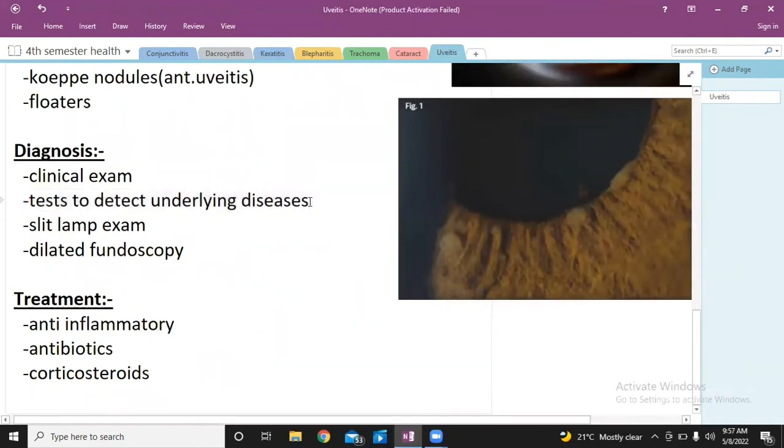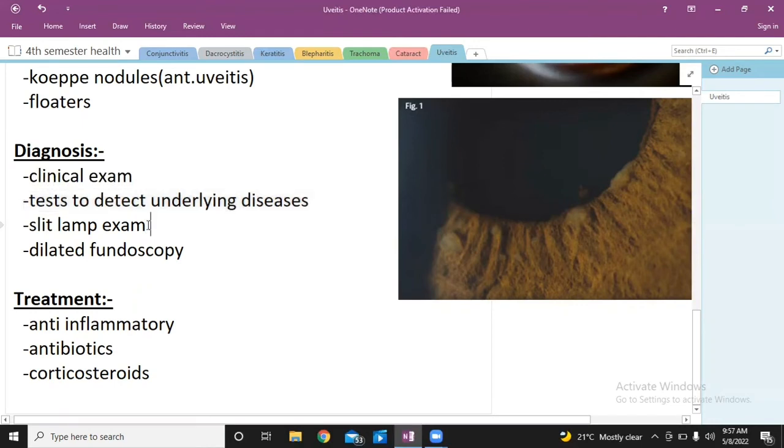Okay, you can run tests like the Mantoux test for TB. You can check the calcium level in sarcoidosis. You can check chest X-rays in sarcoidosis, and you can do blood tests in syphilis, and for the detection of latent TB, and all of these diseases. They can be done to detect the underlying disease. Okay, this thing is very important. Lab tests should be done before making the diagnosis.